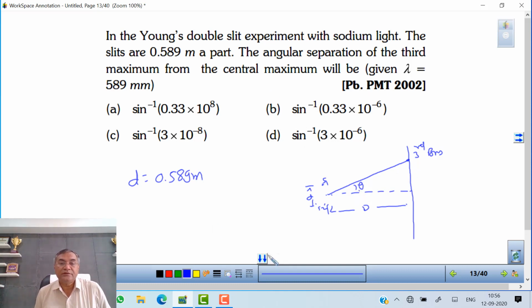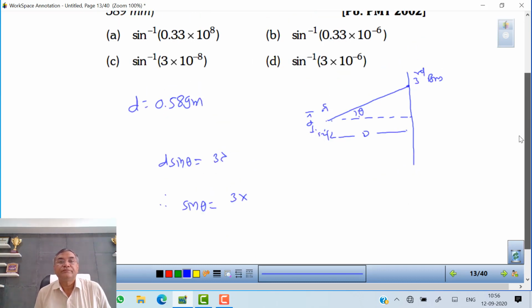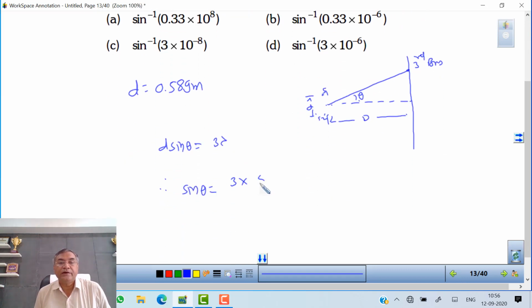So we know that d sin theta is equal to the third maxima, so 3 lambda, and therefore sin theta is equal to 3 lambda over d, which is 589 millimeters, so 10 to the power of plus 2 minus 3.